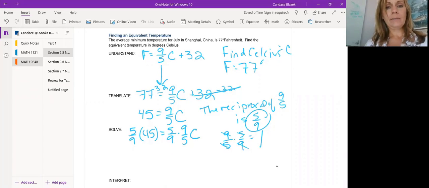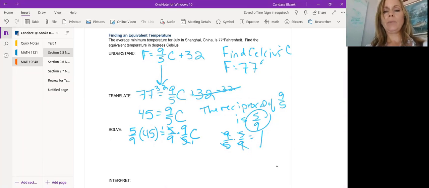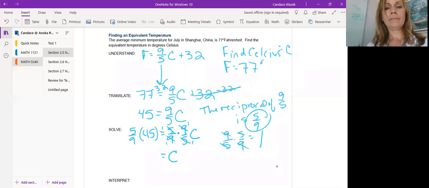Okay, on the right, I notice that we can do some canceling because we're multiplying fractions. We have a common factor of 5 on the top and the bottom. 5 goes into 5 once in both cases. And we have a common factor of 9 in the bottom and on the top. 9 goes into 9 once in both cases. So on the right, we are left with a C. Okay, so that worked out really nice to multiply by the reciprocal.